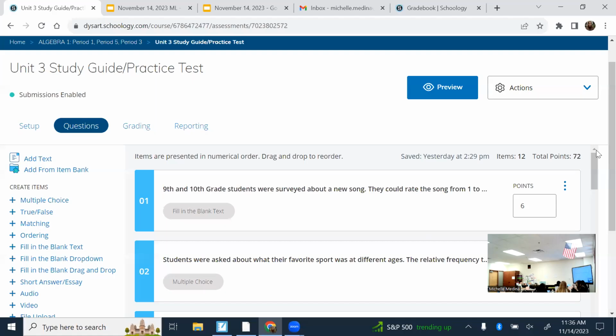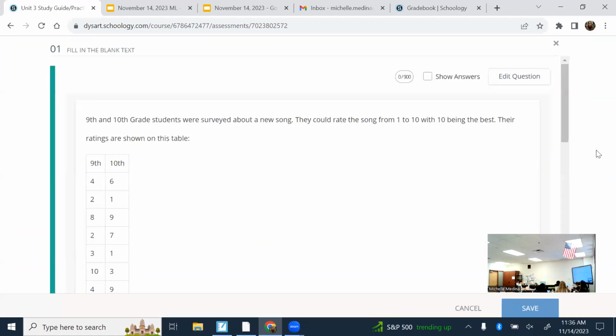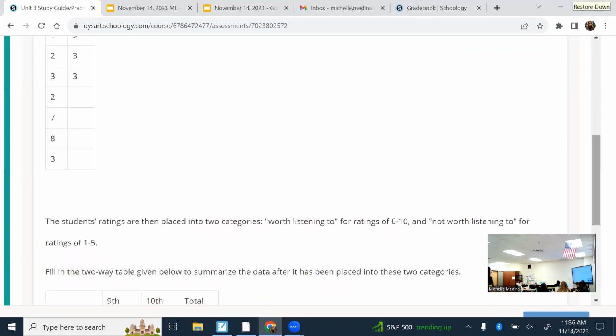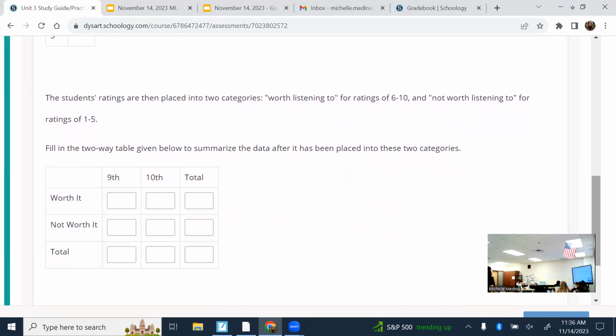Anyway, here's number one from the first study guide. So 9th and 10th grade students were surveyed about a new song. They could rate the song from 1 to 10, with 10 being the best. Here are their ratings. And the students' ratings are placed into two categories: worth listening to for ratings 6 through 10, and not worth listening to for ratings of 1 through 5, and you're filling in the table based on that.